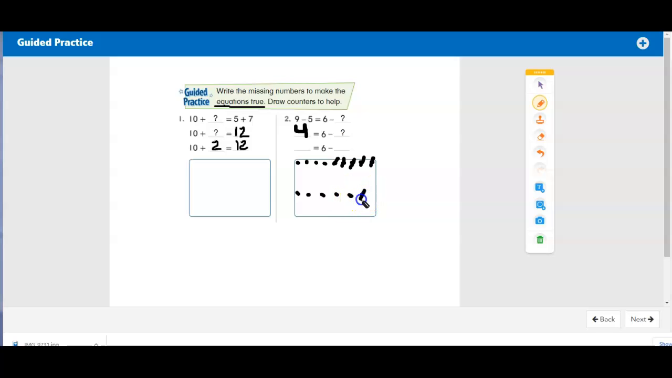So let me cross out 1. Oh, I still have 5 left. Let me cross out another. Now I have 1, 2, 3, 4 left. So I had to cross out 2 counters. So I'm going to write my answer down here again, 4. And then we had to subtract 2 from 6. So 4 is equal to 6 minus 2, because 6 minus 2 is 4.